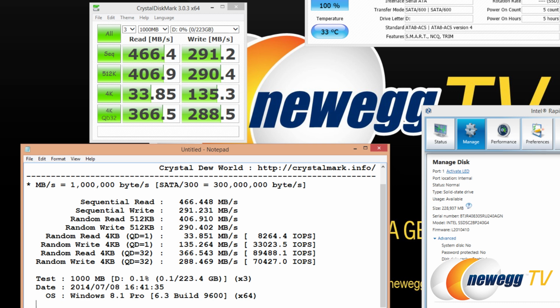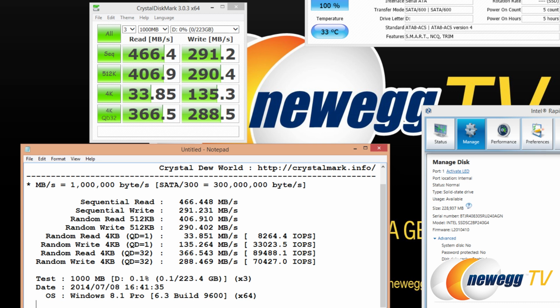Here we are at CrystalDiskMark next, and we can see the sequential reads and writes, and then the 512K as well as the 4K and the 4K QD32 here. Looks like it maxes out at 466 megabytes per second read, and then we have a write of 291 megabytes per second. And we jump down here to our random reads and writes. We also see 406 at the 512 kilobyte read and 512 kilobyte writes at 290 megabytes per second, so 406 and 290.